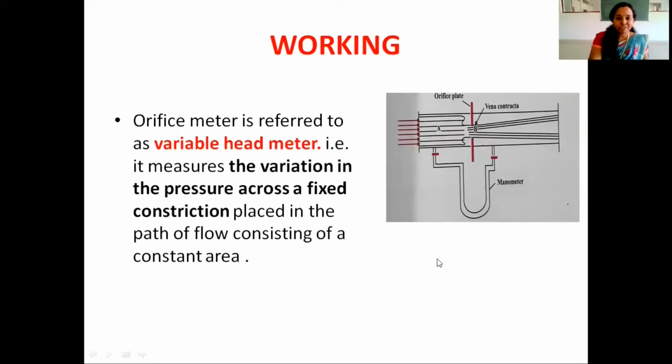Now move on to the working of the orifice meter. Orifice meter is referred to as a variable head meter. You know why it is called a variable head meter? Because by using the orifice meter, we are measuring the variation in pressure across a fixed constriction that is placed in the path of fluid flow. This orifice meter has a constant area and is placed in the path of fluid flow. This device is used to measure the variation in pressure across a fixed constriction. So that's why it is known as a variable head meter.